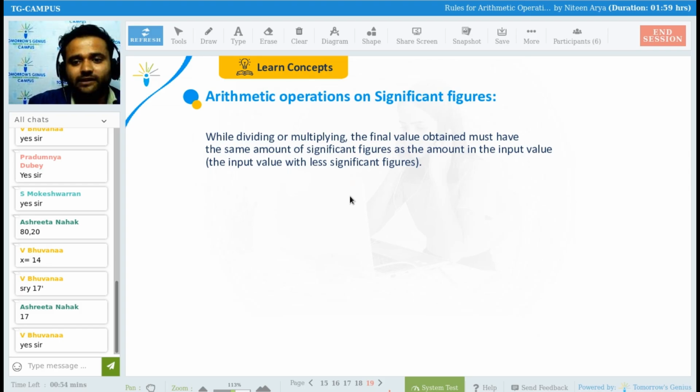While dividing or multiplying, the final value obtained must have the same number of significant figures as the input value with the fewest significant figures. Again, because after the decimal point the doubtful digits are there, and we need to write fewer significant digits. As simple as that, even in multiplication or division. So what we can write down here as a note in general.